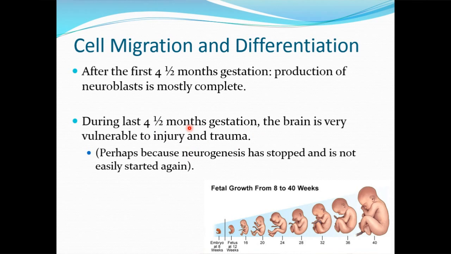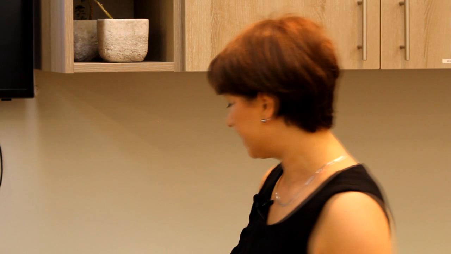And some of the thinking behind why the brain would be more vulnerable in that last 4.5 months is perhaps because the neurogenesis has stopped and is not easily started again. So you have a period with these little neurons being made, and then it stops. So if a baby still in the womb then has an injury, those neurons can't regenerate. Okay, and there aren't new ones being made.